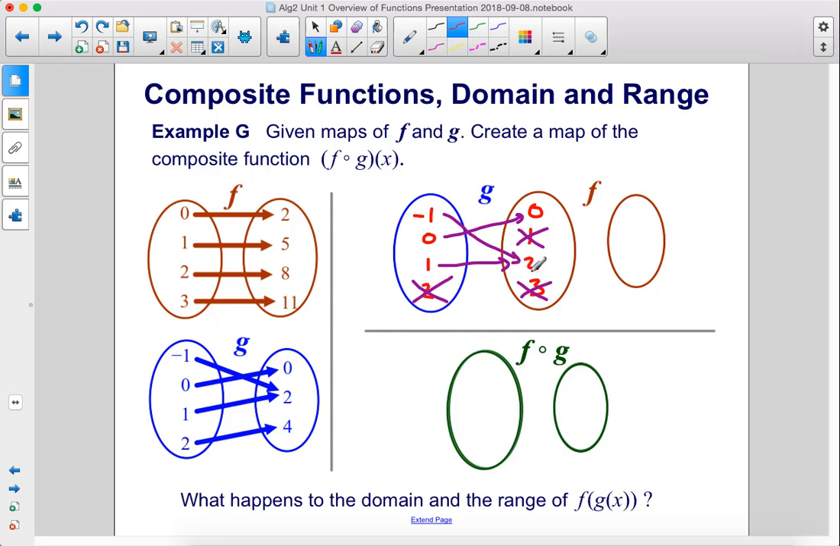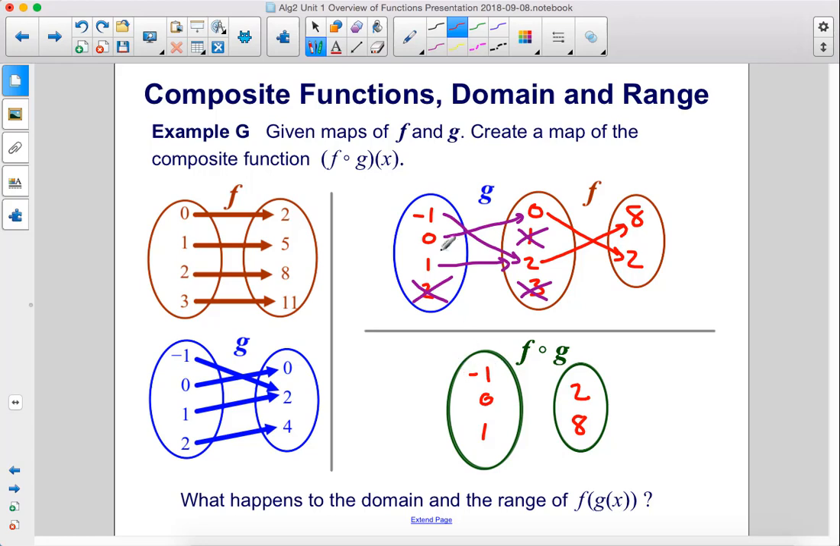-1 maps to 2, so -1 goes into 2, and 2 then goes to 8. So we can put 8 there. If it ends up at 2, we'll end up at 8. If we plug 0 into f, we will end up at 2. So from our inputs over here, we have -1, 0, and 1. We can possibly end up with 2 or 8.